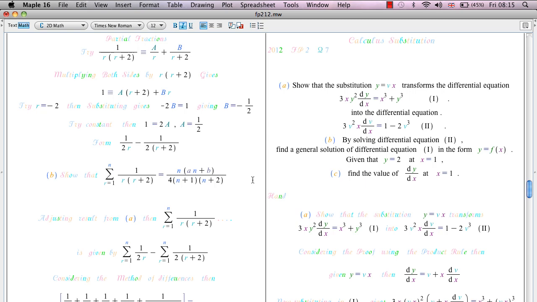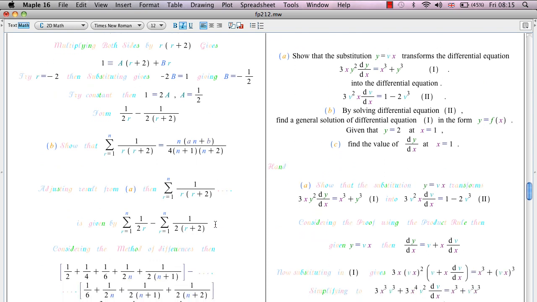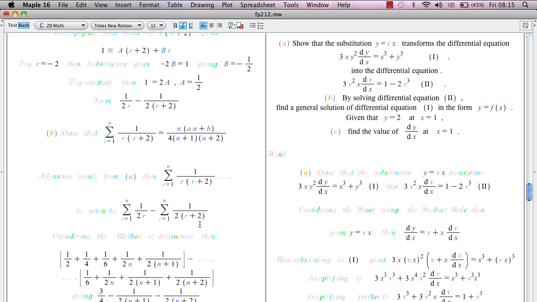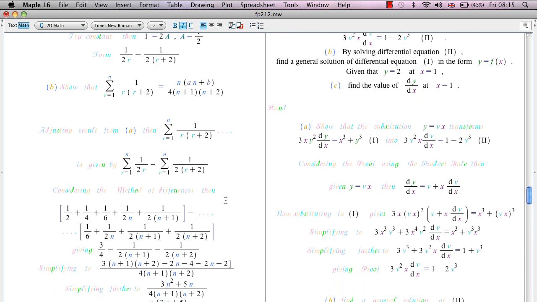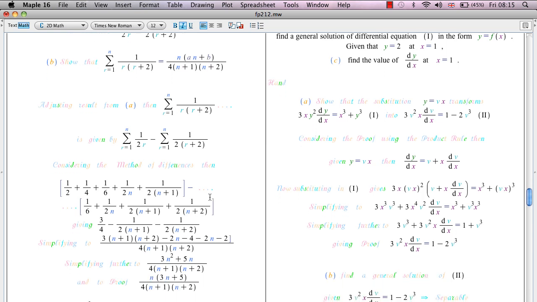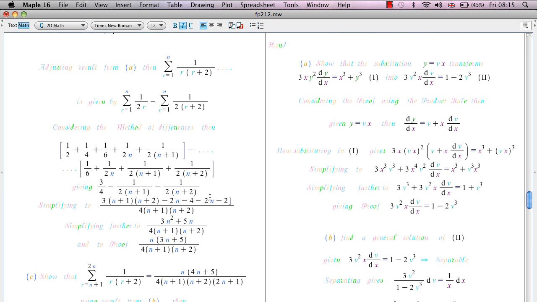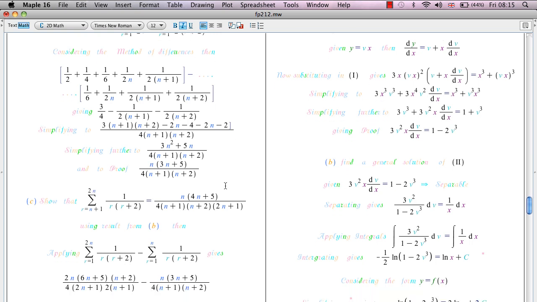So for part B, using the result from A and expressing in sigma notation gives 1 over 2r minus 1 over 2r plus 2, and then considering the method of differences, using 5 terms and subtracting, we can see that 3/4 minus 1 over 2n plus 1 minus 1 over 2n plus 2, and simplifying this expression gives the proof required.